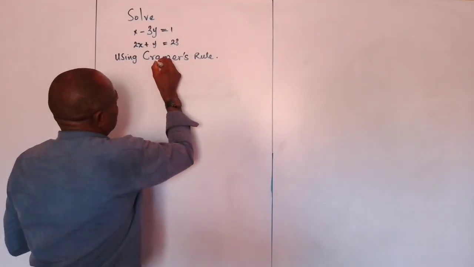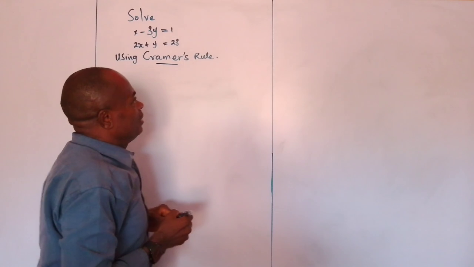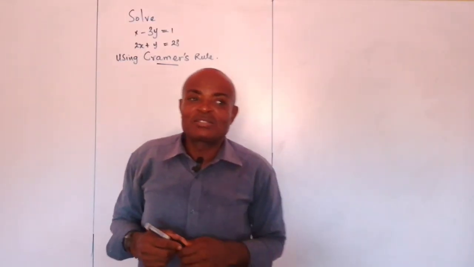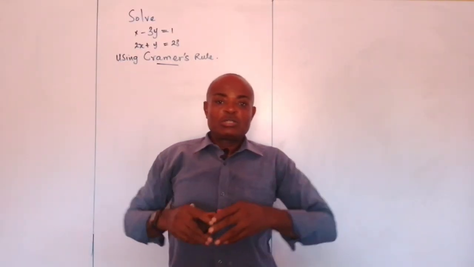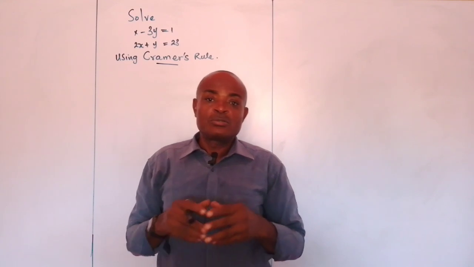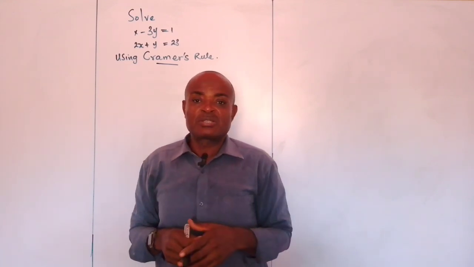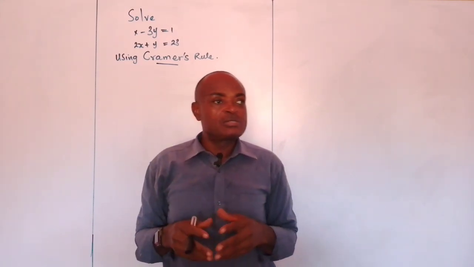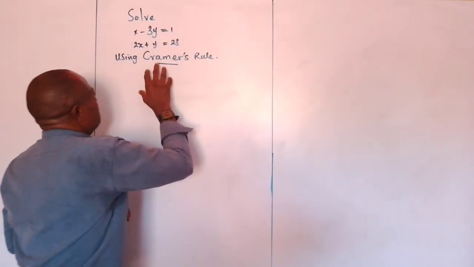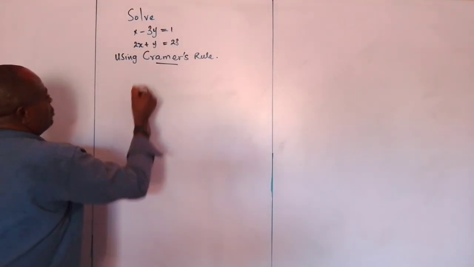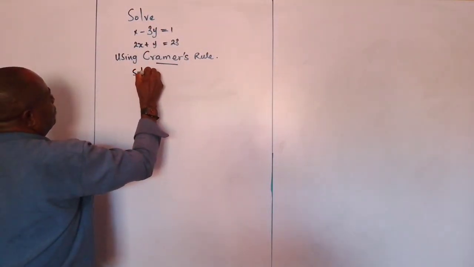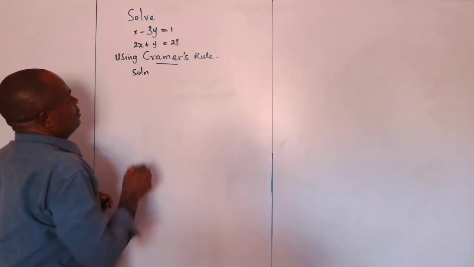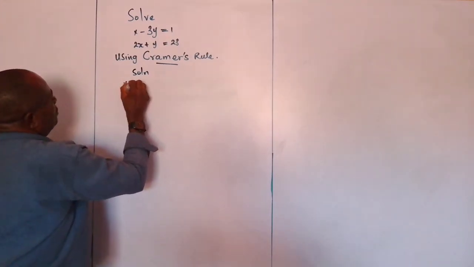Understanding of Cramer's rule is very important. And there is no way you will talk about Cramer's rule that you will not make reference to the determinant of a matrix, or matrix determinant. So we have this equation and we want to solve it. Solution: we bring down the equation.